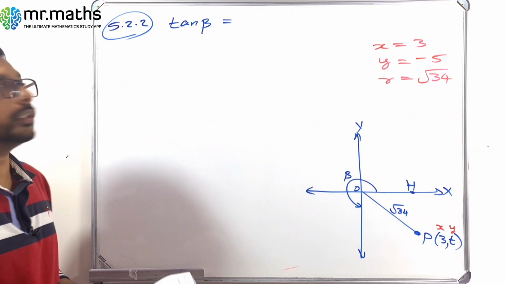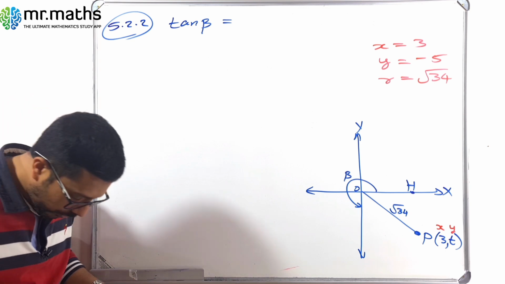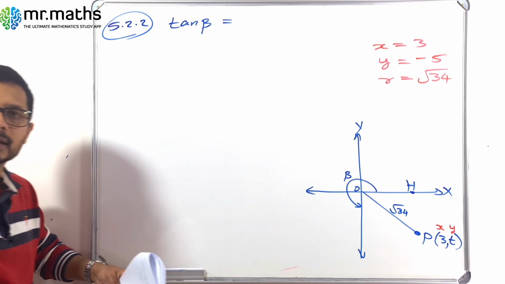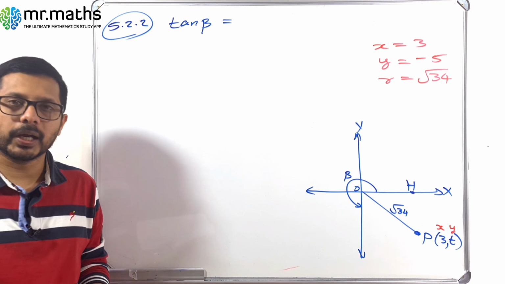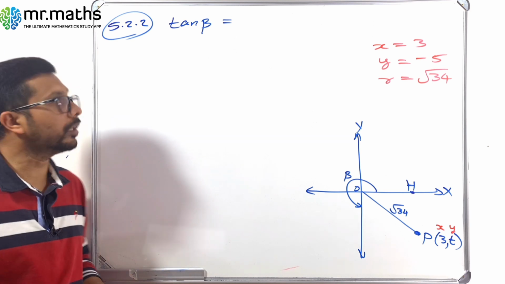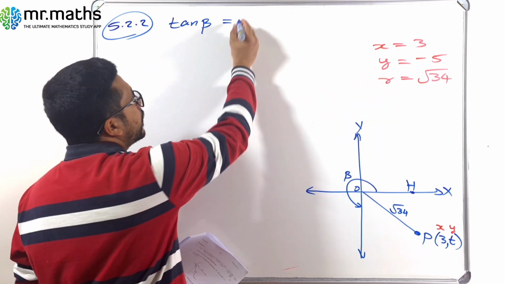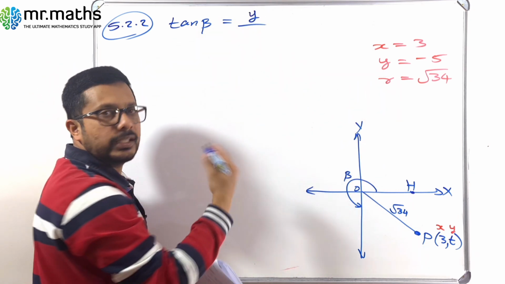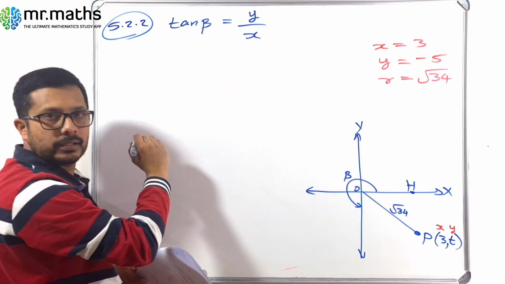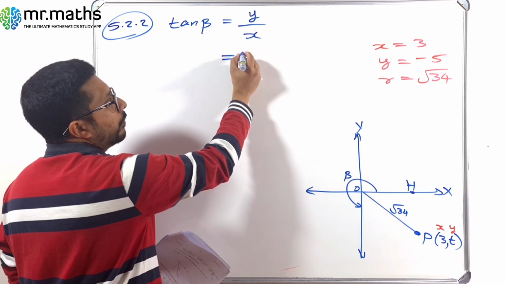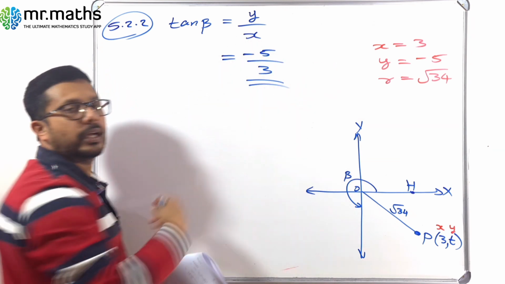Okay, so now this question is tan beta. You have to find tan beta. So how can you find tan beta, guys? Tan beta, what is the definition of tan? Opposite side by adjacent side, am I right? Okay, so what is the opposite side? Opposite side we represented with y, divided by adjacent side we represented with x, so y over x. So what is y? Minus 5 divided by what is x? 3. Then that's the answer, simple.